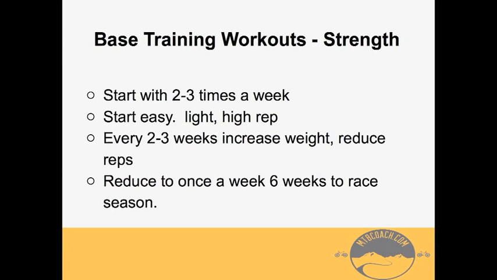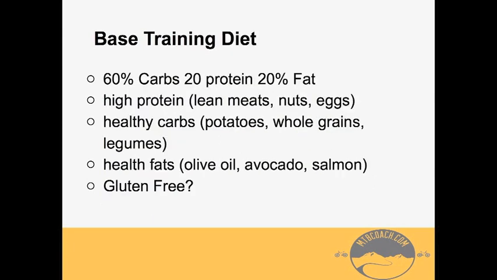Let's see here. So we have some ideas on diet, and don't take this as more than just some guidelines, this top bullet point. 60% carbs, 20% protein, 20% fat. If you did a Google search on this, you'd probably find all kinds of different answers. Everybody's got different needs for their energy, what their fat level is, how they burn carbs, and everything else. So this is a starting point, if you will.